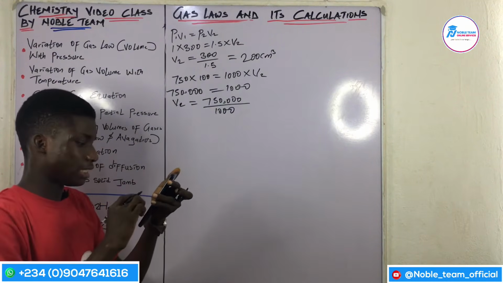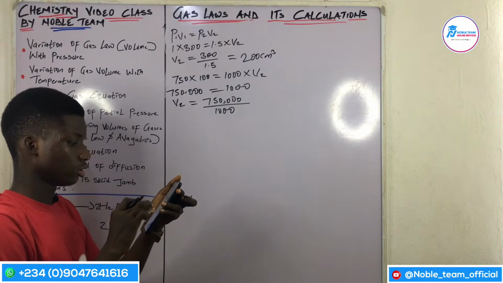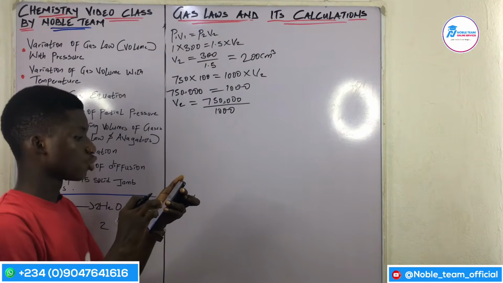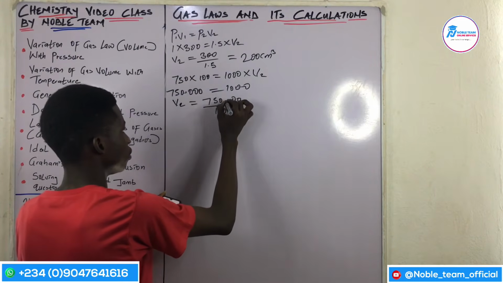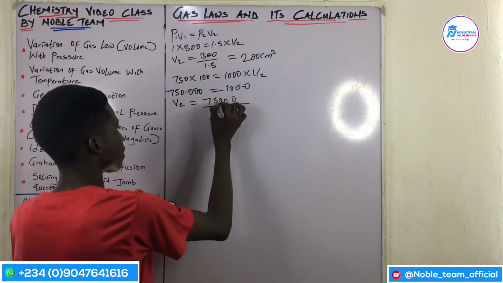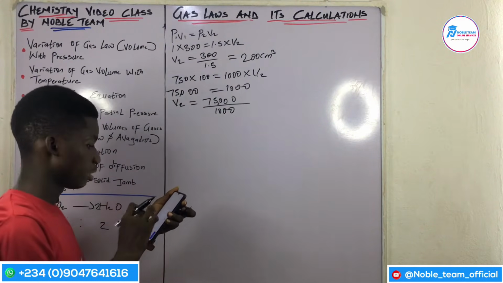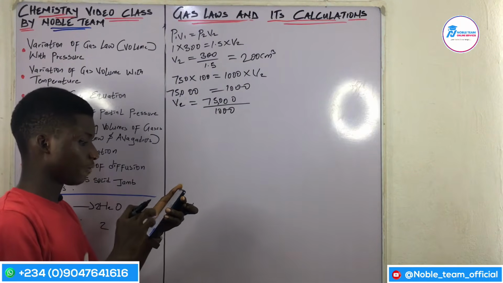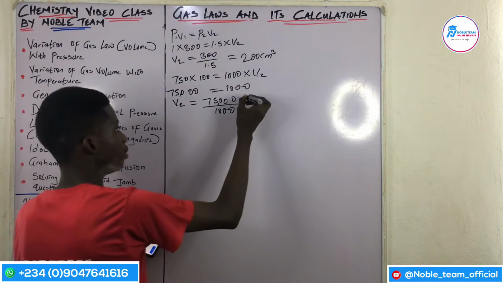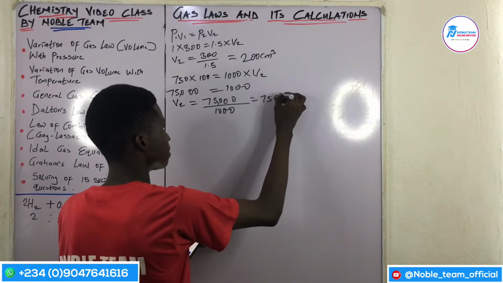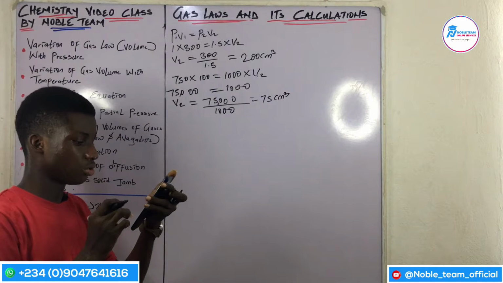So once you divide this, let's divide. We have 750,000 divided by 1000. So sorry, I made a mistake. Yes, this should be 75,000. So make sure you correct it in your notes. 75,000. Now let's substitute again. 75,000 divided by 1000. We have it to be 750 centimeter cube. So which option is correct? We have it that option C is correct.